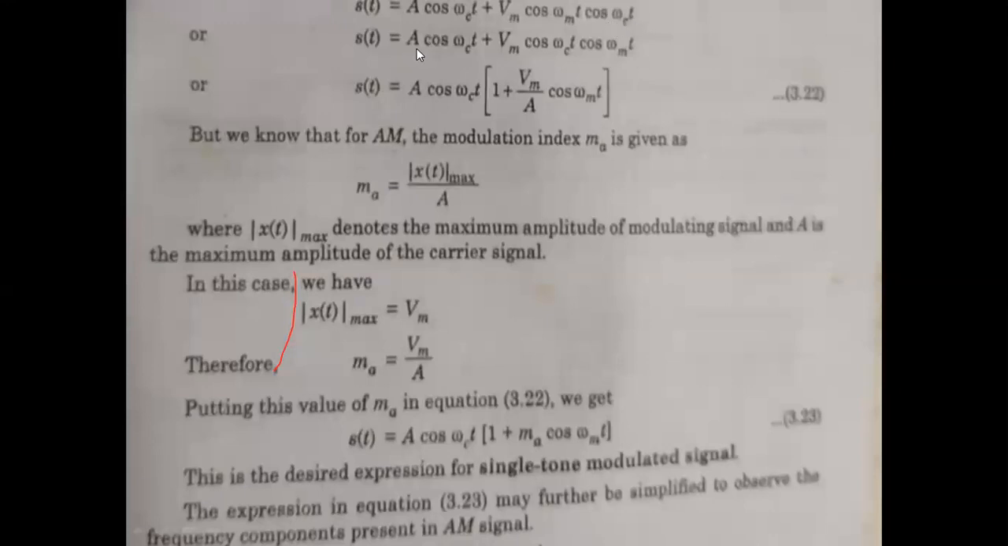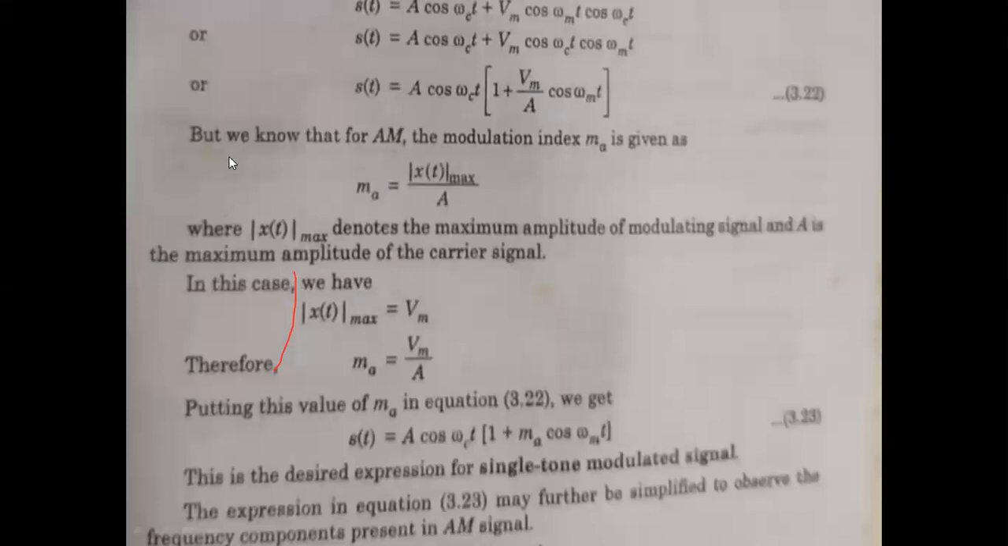Now S of t is A cos omega c of t plus Vm cos omega c of t cos omega m of t. Now S of t is A cos omega c of t times (1 plus Vm by A cos omega m of t).